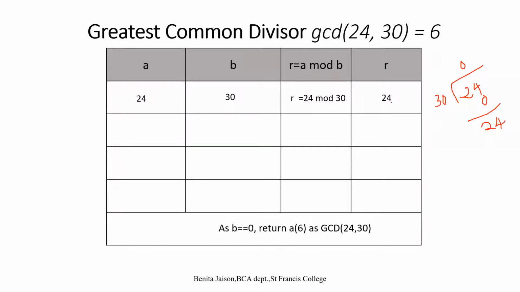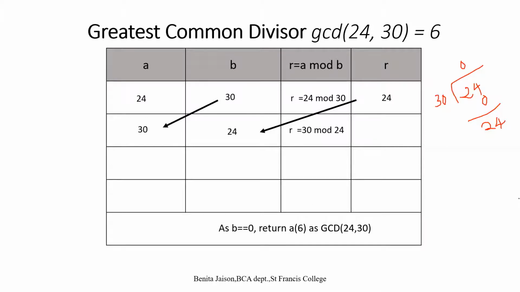Follow the same process. In the next step, we have to make A as B and B value as R. Same thing what we were doing in the last slide. Always in the next step, we have to make A equal to B and B equal to R. So now A became 30 and B became 24. Understood? So now what is the next step? We have to find R, that is A mod B. A mod B is what? 30 mod 24. Got it?